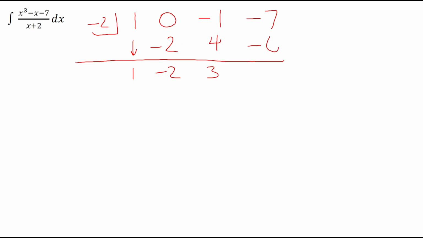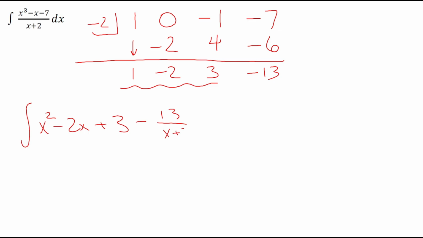3 times the negative 2 in the box is negative 6. And negative 7 and negative 6 is negative 13. We started at cubed, so we dropped down to squared. So this just becomes 1x squared minus 2x plus 3 using these coefficients here. And then minus 13 over x plus 2 dx.